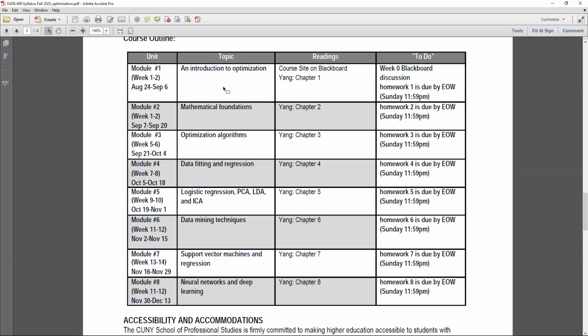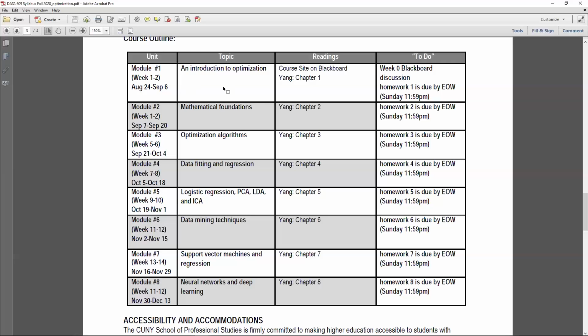These include an introduction to optimization and some mathematical foundations and optimization algorithms. The first 3 chapters are really the foundation for the whole course. In other words, you have to understand some of the basics of mathematical foundations, and also you have to understand what optimization is and how to formulate an optimization problem.